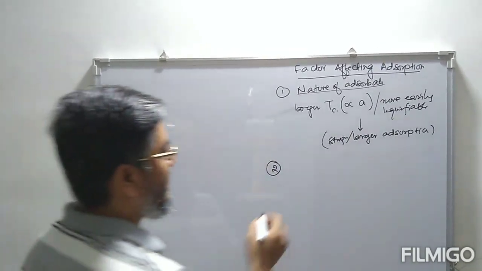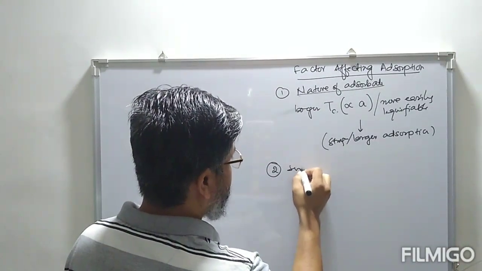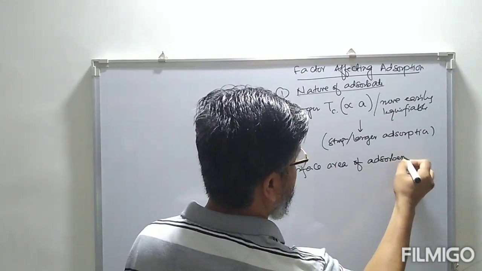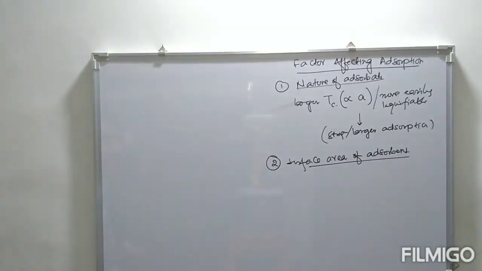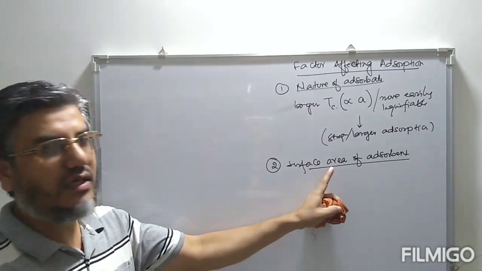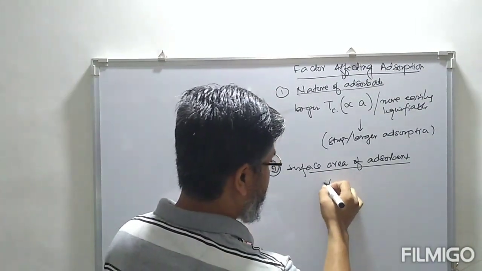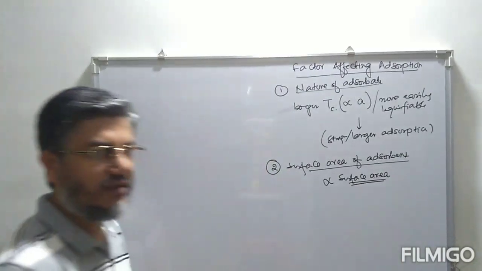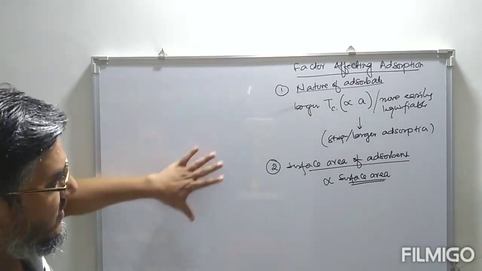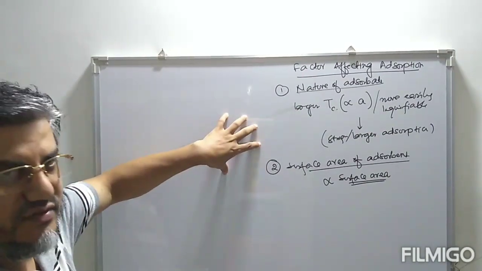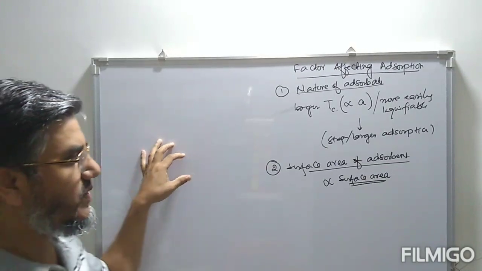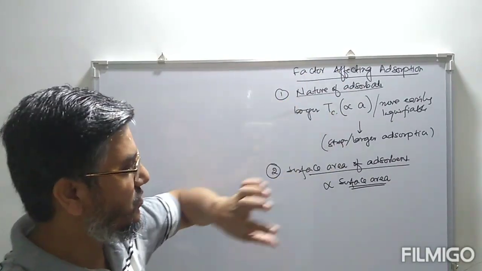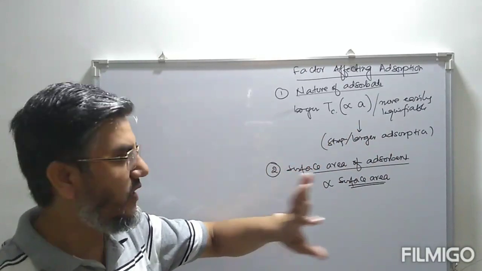Second is surface area of adsorbent. So rate of adsorption is directly proportional to the surface area of the adsorbent. As the surface area is more, more molecules can adsorb on the surface of the adsorbent. As the surface area is less, fewer gas molecules will adsorb on the surface of the adsorbent. So the rate of adsorption is directly proportional to the surface area of the adsorbent.